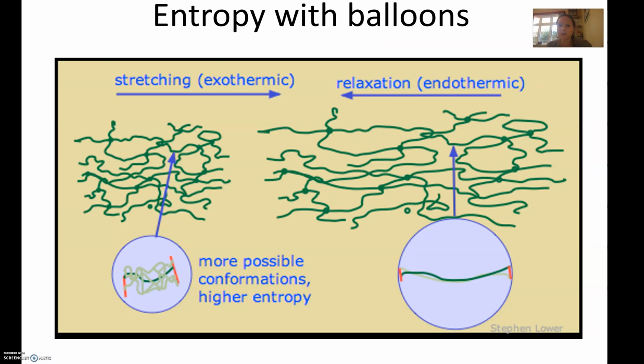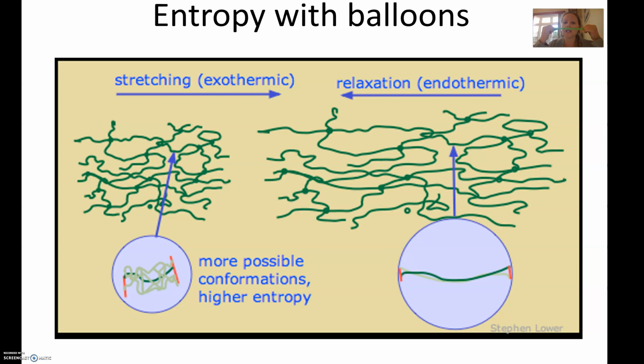So here's an example now. I'm really hoping that you guys were able to find a balloon at home, because this is a really useful activity. What I'd love you to do is get a balloon, put it on top of your lips and pull. When you stretch your balloon, you'll feel that your lip heats up. If it's releasing heat to my lip, pulling the balloon must be exothermic.